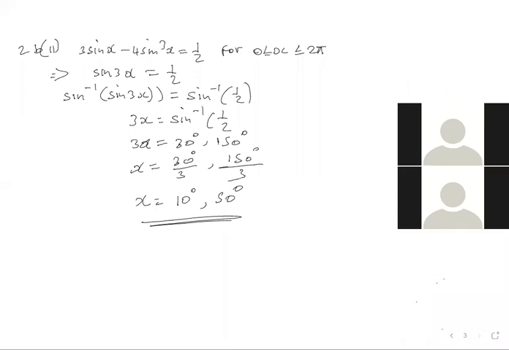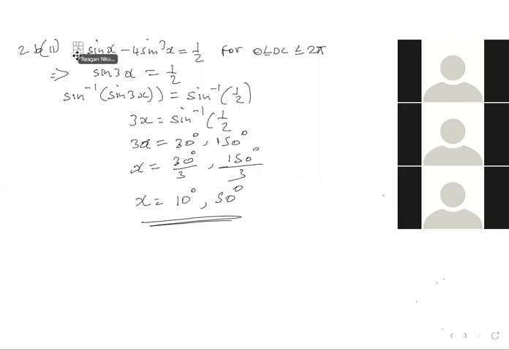Yes, Sikelan. I have a question on the 4 sine cubed x. This part? Yes, it wasn't part of the main solution. So I wanted to ask, we just ignore it? What do you mean it wasn't part of the main solution?